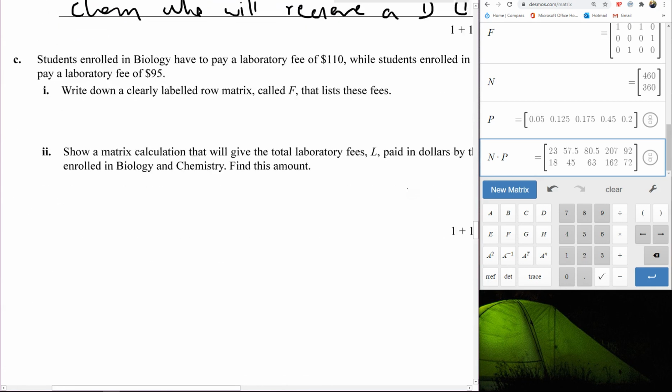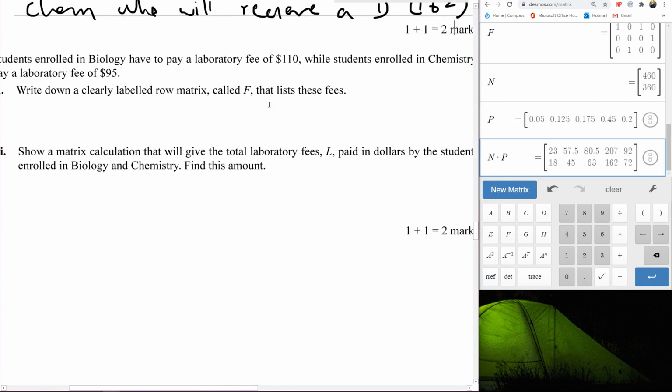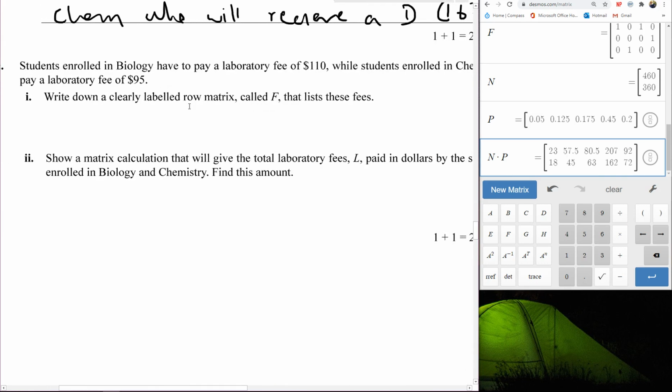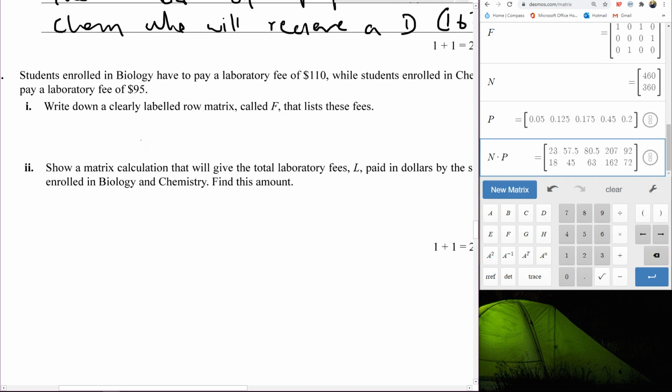Okay, students enrolled in bio have to pay a lab fee of 110, while students in chem will pay a lab fee of 95. Write down a clearly labeled row matrix called F that lists these fees. So basically it's a row matrix. That means it's going to have 1 row and 2 columns. We're going to call this matrix F, and we're basically going to write down the elements that it gives us here. So for bio, which is this column, you're going to have 110. And for chem, which is this column, 95.